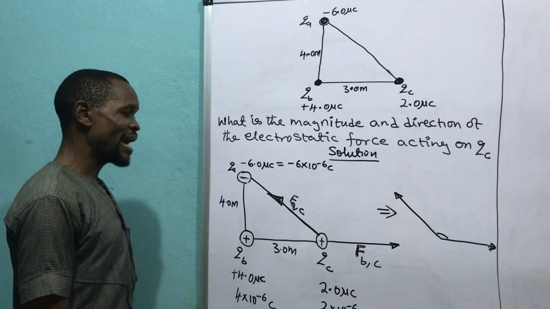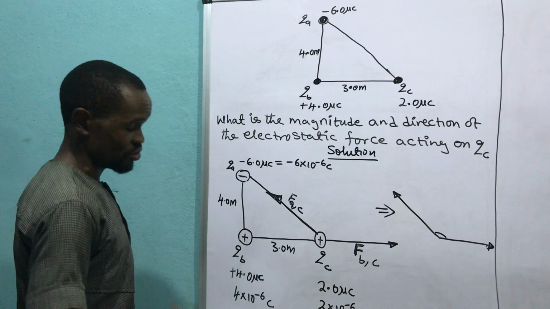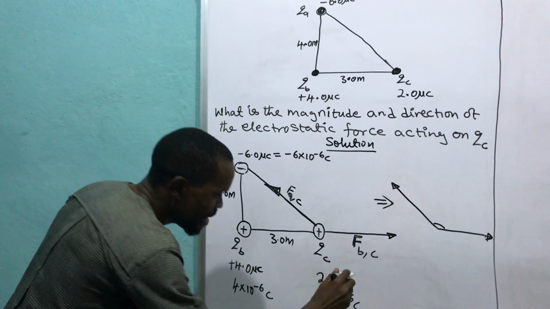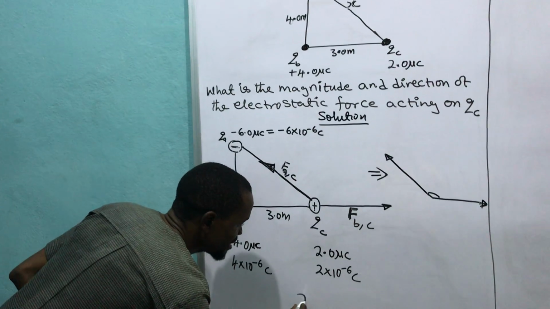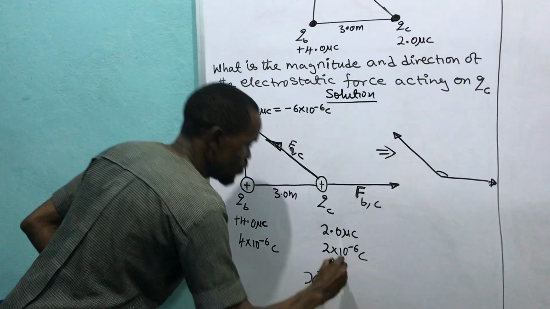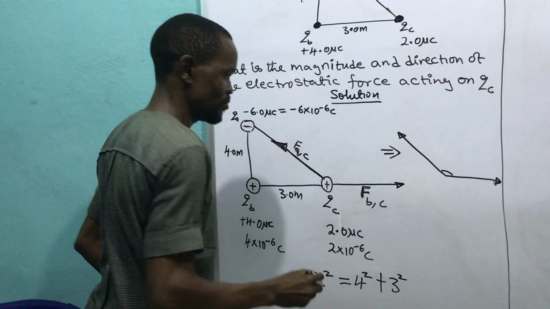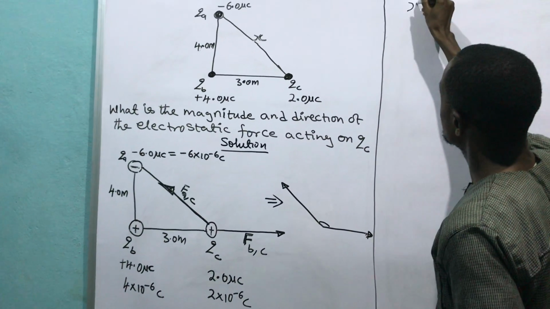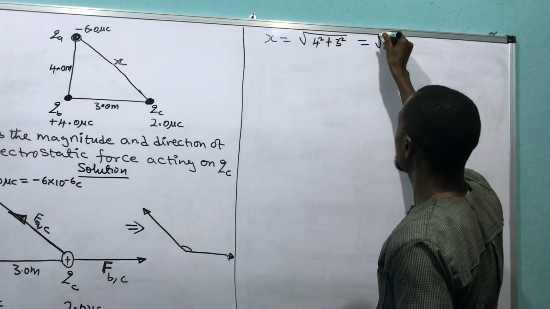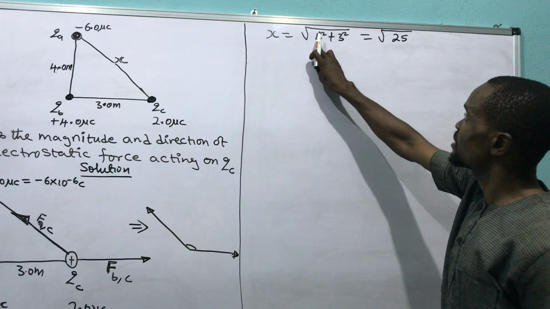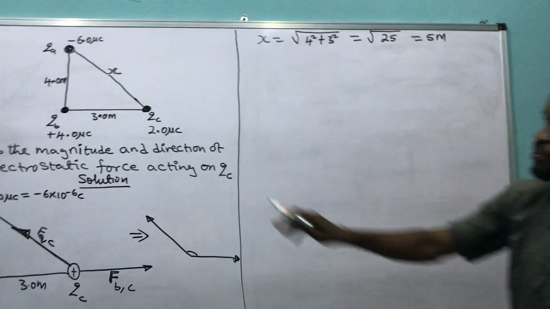Then for me to get it, what will I do? I have to apply the Pythagorean theorem. Look, this and this are given. This is not given to me. The hypotenuse is not given to me. So I have to apply the Pythagorean theorem. By the Pythagorean theorem, I call this one x. X squared is equal to this squared plus this squared. And that will give me x equals the square root of 4 squared plus 3 squared. That gives me the square root of what? 16 plus 9 gives 25, and that gives me 5 meters. The distance of separation between this and this is 5 meters.